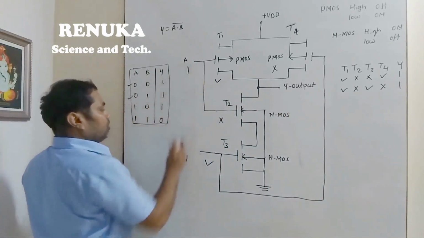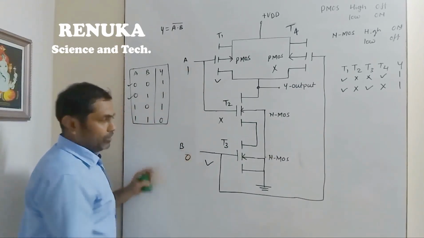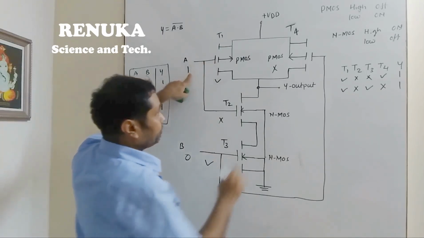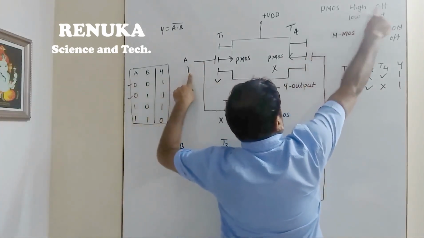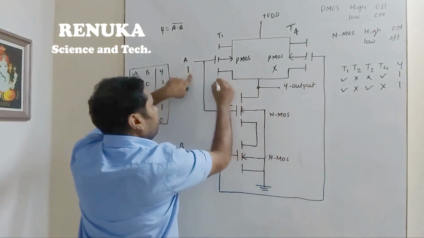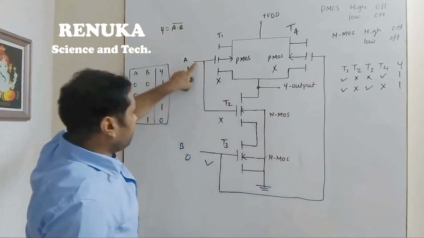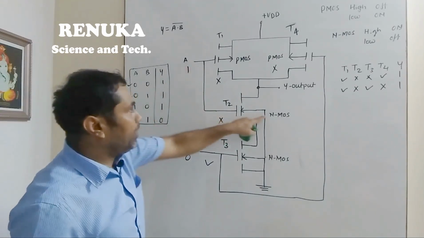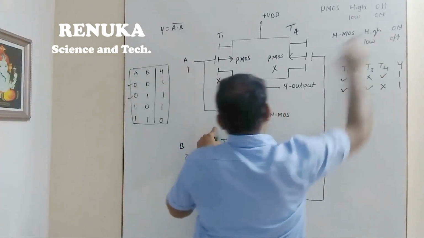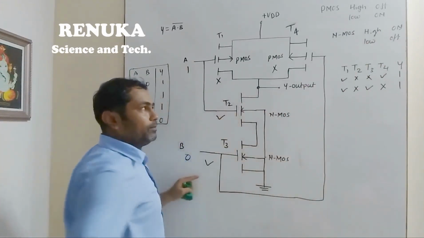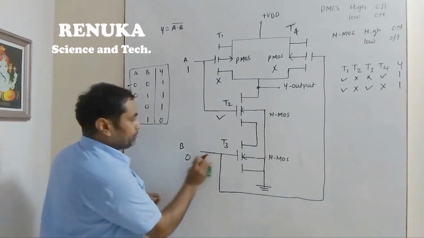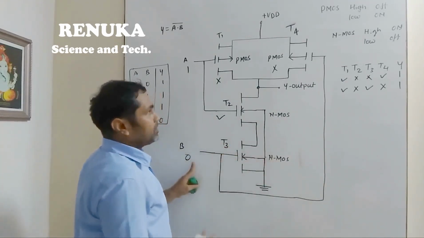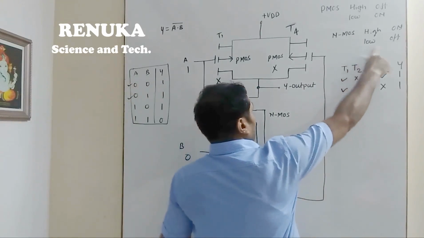Now A is connected to logic 1 and B is connected to logic low. Let us see. If a PMOS is connected to high, it will be off. So here transistor T1 will be off. The same A is connected to the gate of transistor T2, and high is given to the NMOS. If high is given to the NMOS, it will be on. So T2 will be on. For B, logic 0 is connected to T3 and T3 is an NMOS. If logic 0 is connected to T3, it will be off.